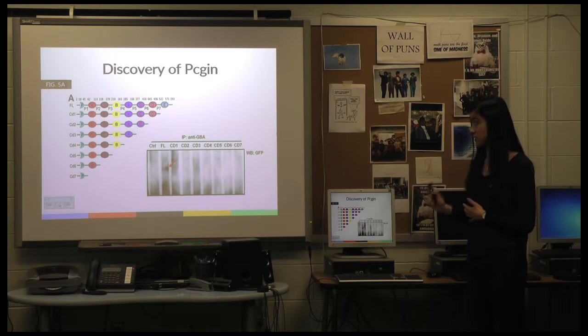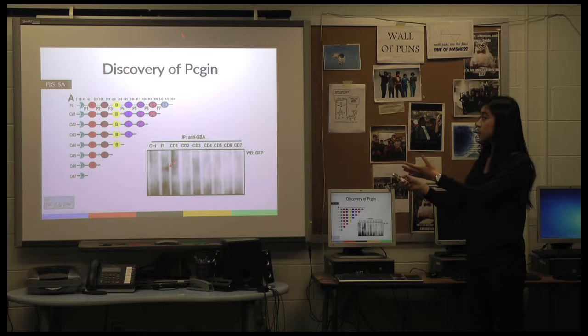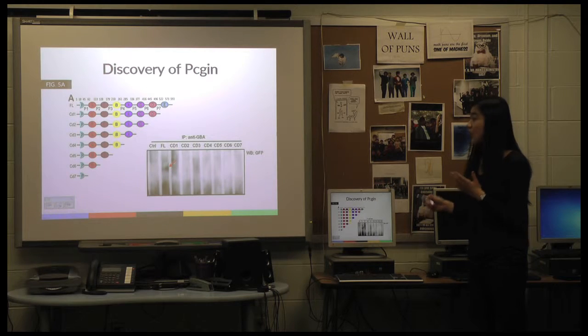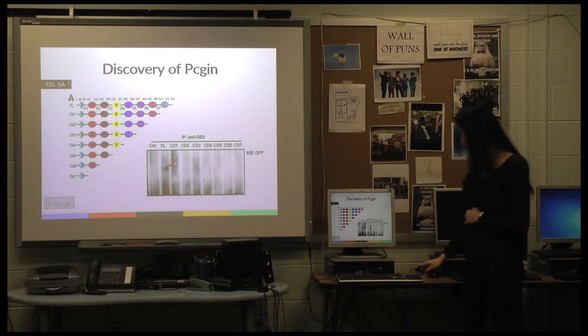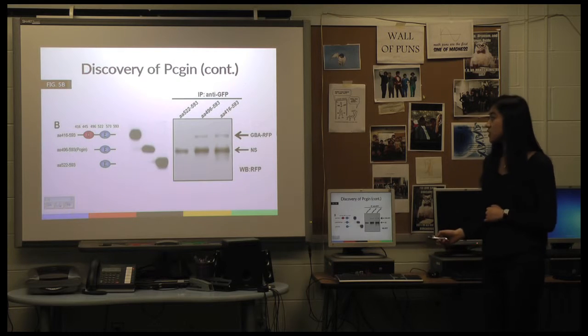So what I did afterwards was take these constructs and, again using co-immunoprecipitation, I saw whether there was any binding activity to GBA. And we found that only the full-length fragment retained this binding activity. So that meant somewhere in the granulin E region was the necessary part.